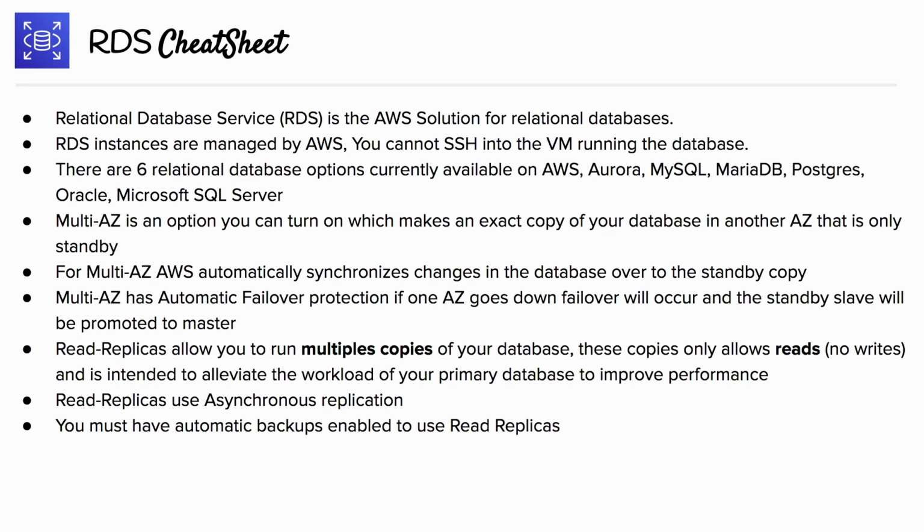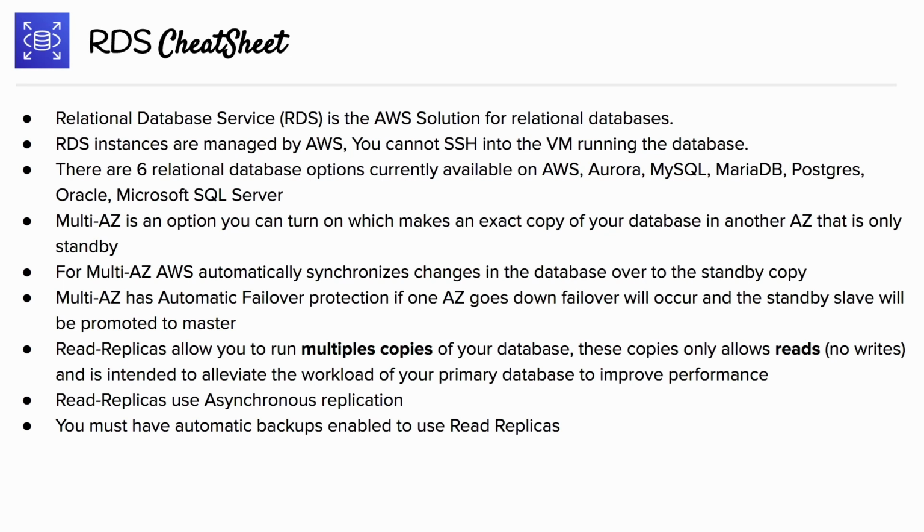Multi-AZ is an option you can turn on, which makes an exact copy of your database in another AZ that is only a standby. For multi-AZ, AWS automatically synchronizes changes in the database over to the standby copy. Multi-AZ has automatic failover protection, so if one AZ goes down, failover will occur and the standby slave will be promoted to master.